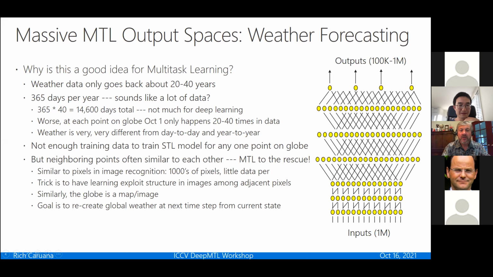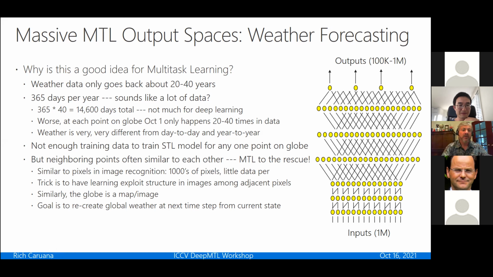So you could think of the globe as being a kind of map or an image. And our goal is to predict what the next state of that image is going to be, given the complex forces that are operating under the scenes. So that's what we're going to try to do.